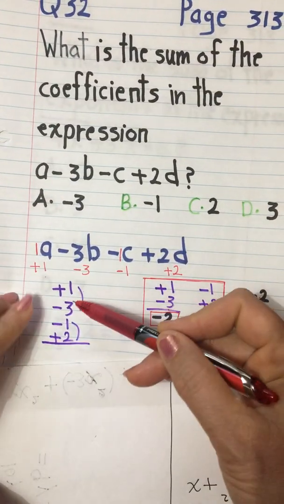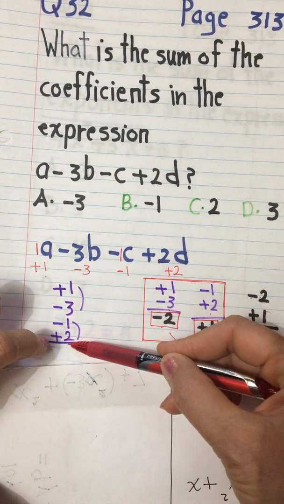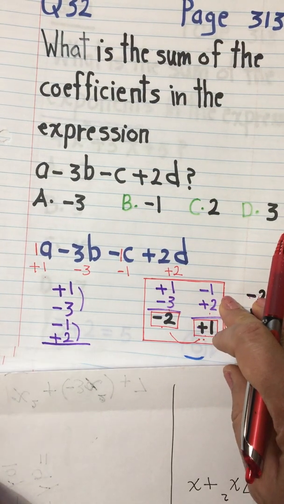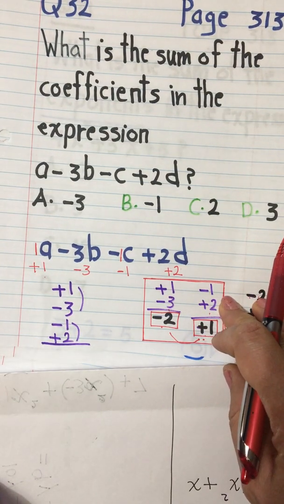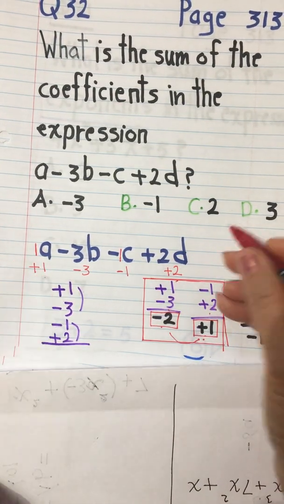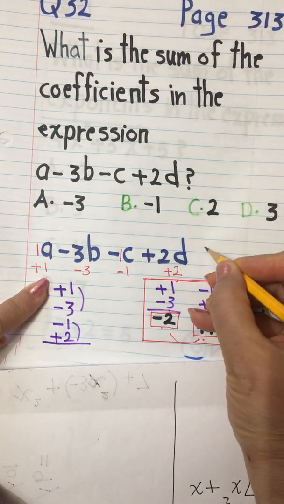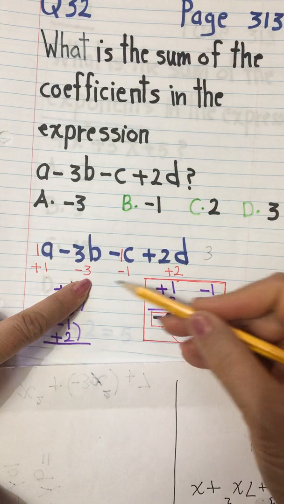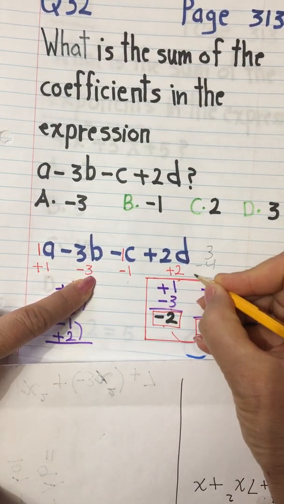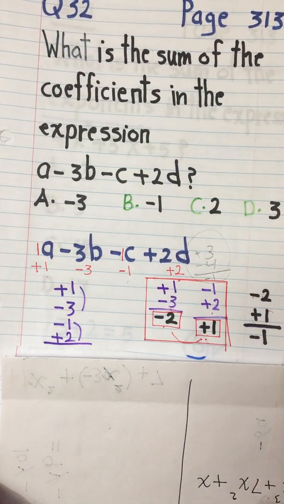Or we can do it in this way. Positive 1, negative 3, negative 1, positive 2. There's a quicker, faster way. 1 plus 2 going to be 3. And then negative 3, negative 1, it's negative 4. So the answer going to be negative 1. This is faster.